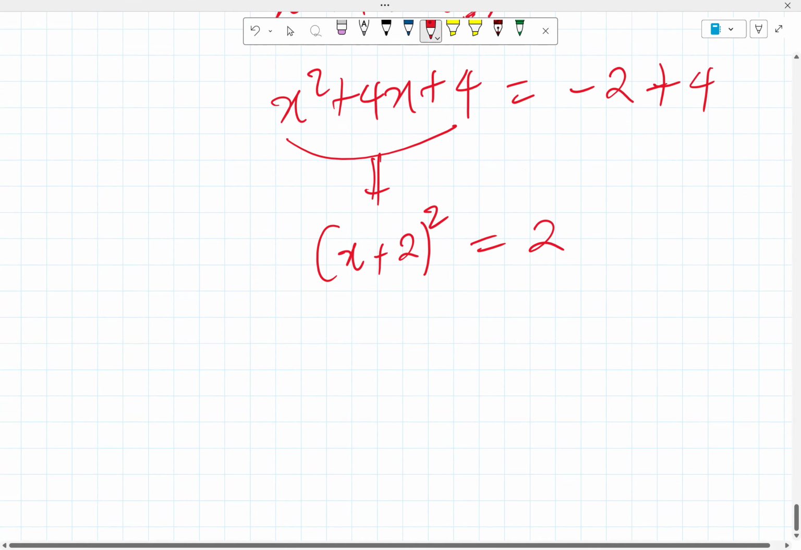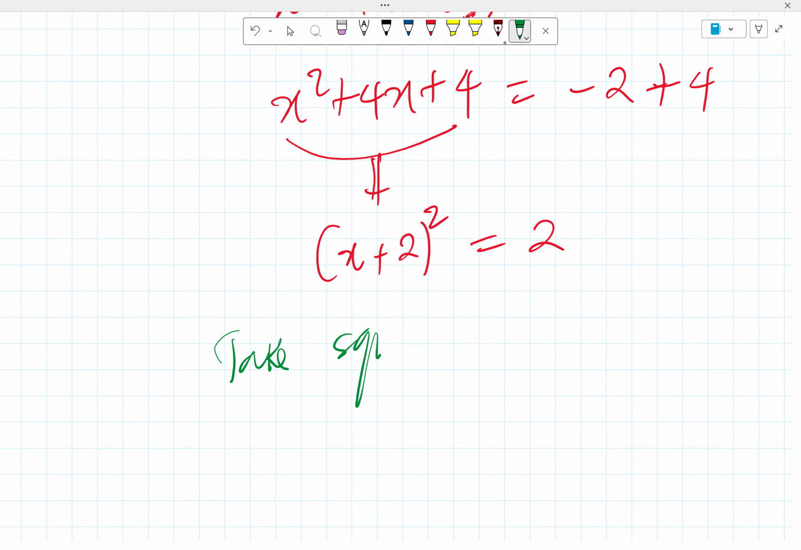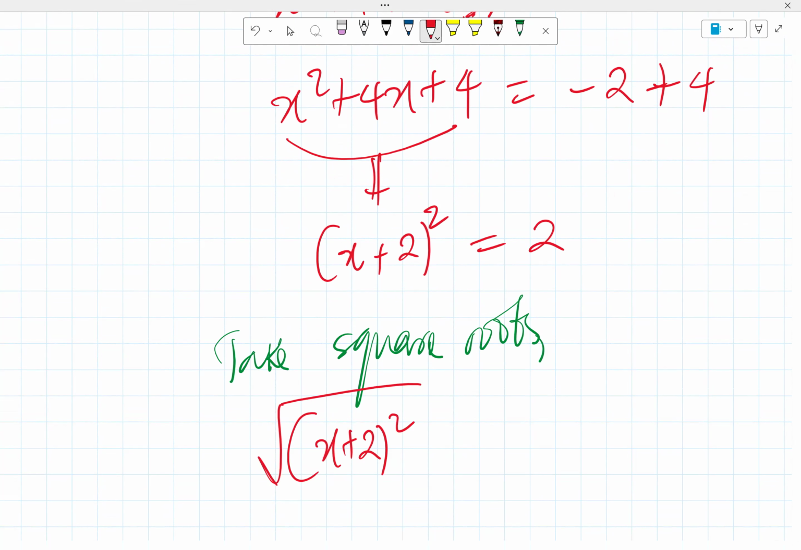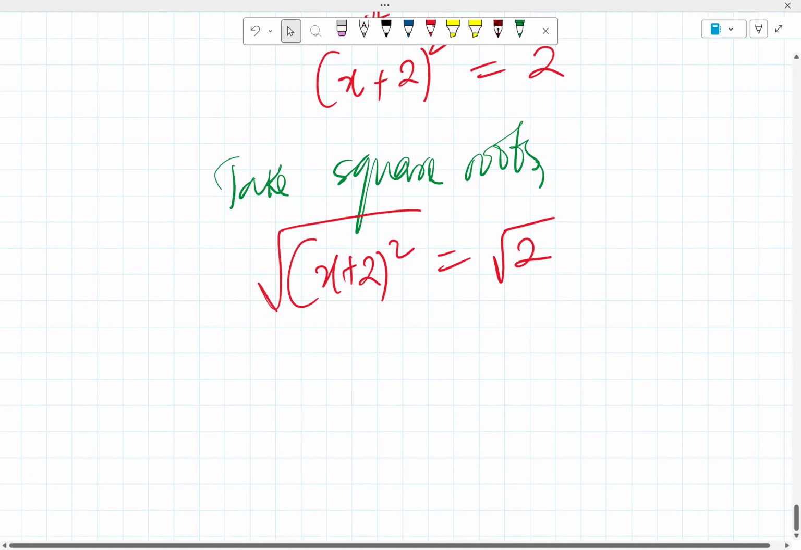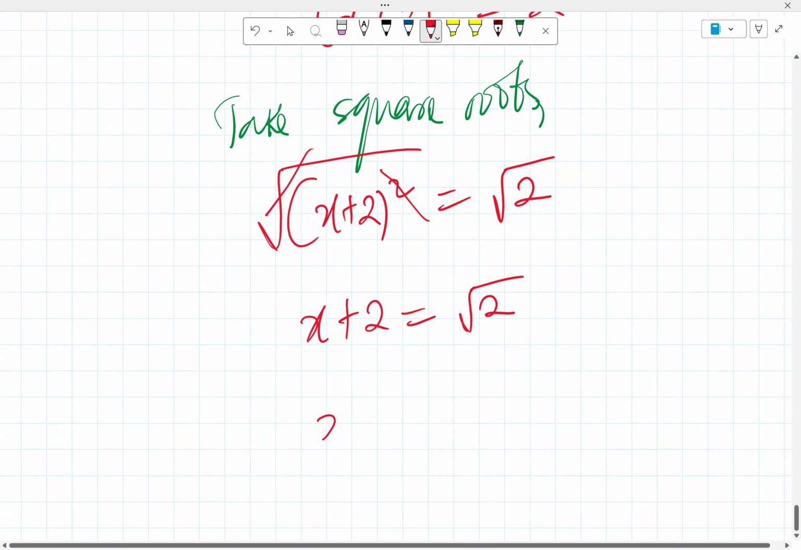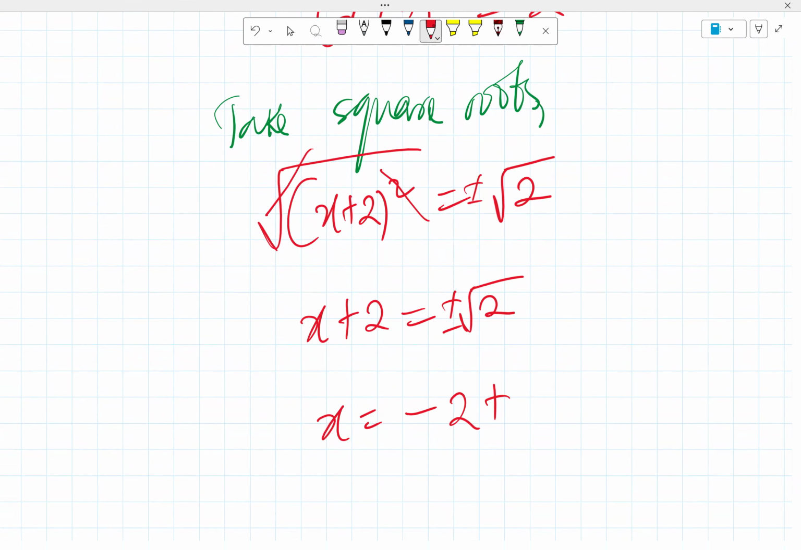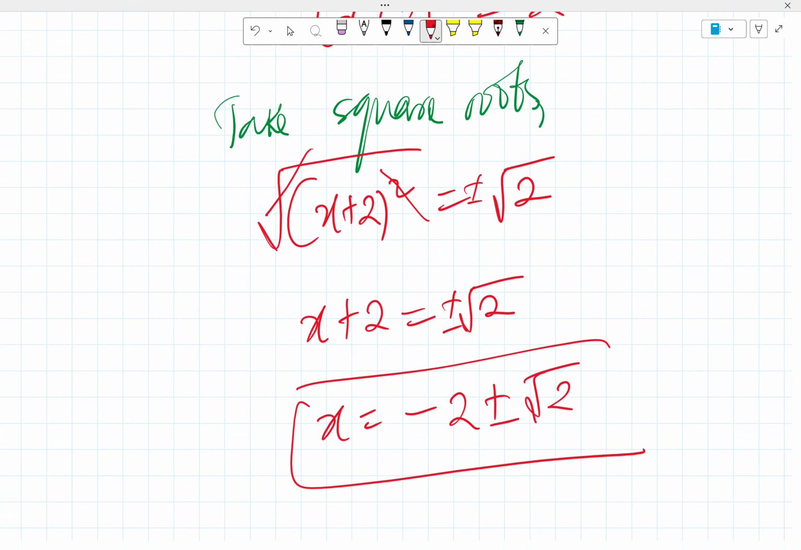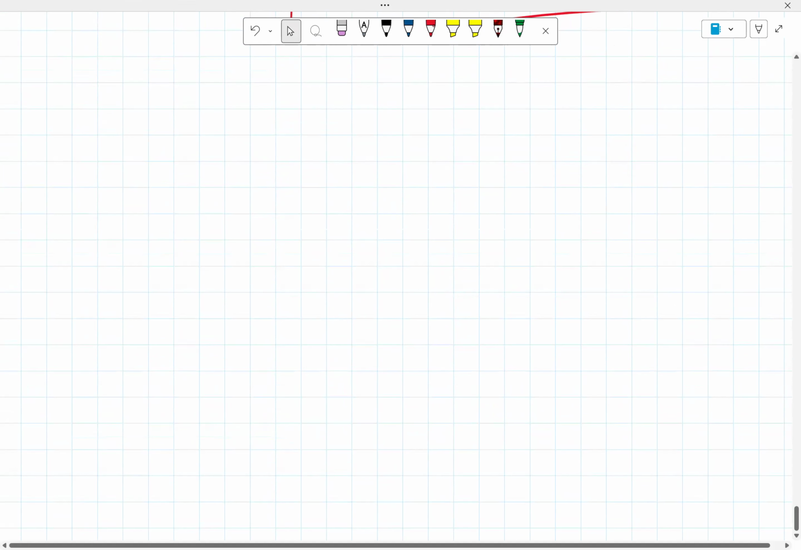We need x, so we can take square roots of both sides. So we have x plus 2 squared, take square roots, equals square root of 2. Square cancels square roots. So we have x plus 2 equals root 2. Then this means that x is equal to minus 2 plus, of course, this should be plus or minus, right? So minus 2 plus or minus root 2. And that is the value of x that we get. That's using the completing the square method.